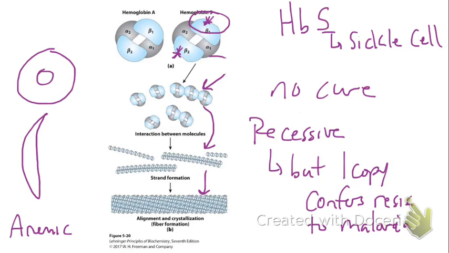There is another hemoglobin disease. Let's go to the next slide. There is another hemoglobin disease that's called HBC. So we saw HBS with hemoglobin sickle cell. Here is HBC. The C stands for quote-unquote crystallizes.